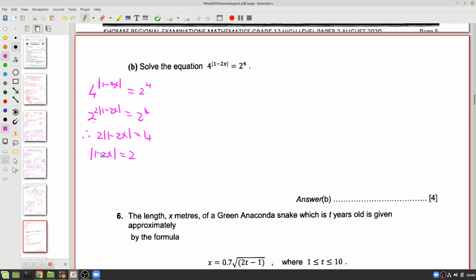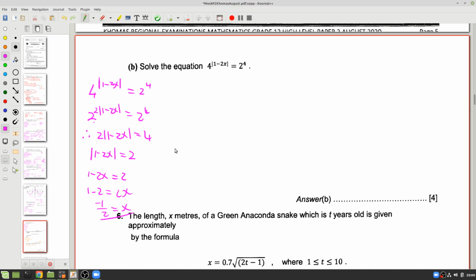And again, we know that either the positive of this equals 2 or the negative of this equals 2. So let's do the positive one first. 1 minus 2x equals 2. So I'm going to say, let's keep the 1, bring the 2 over, and bring this 2x to the other side, 2x. So 1 minus 2 is negative 1, and divide by 2. So negative a half equals x.